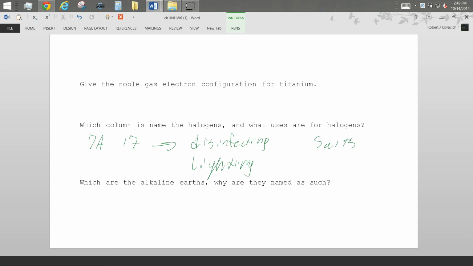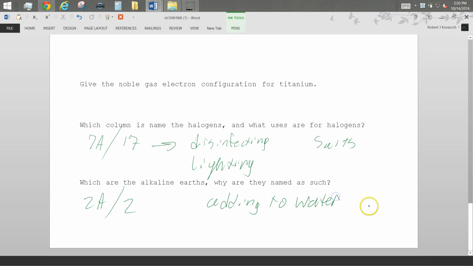Which are the alkaline earths and why are they named as such? So they're 2A or column number 2. And they're named as such because they raise the pH. So if you put magnesium in water, the water's pH will go above 7. Same thing with calcium and everybody else in that column.